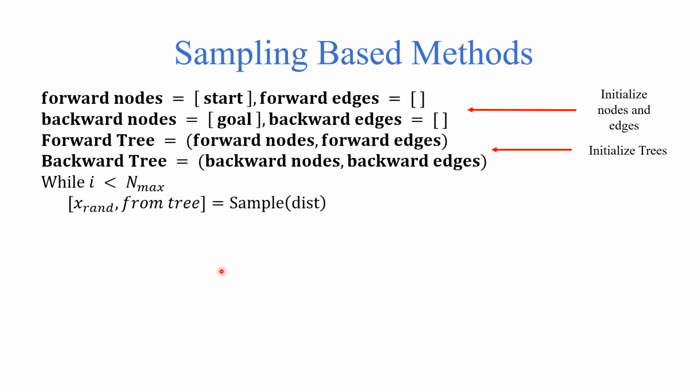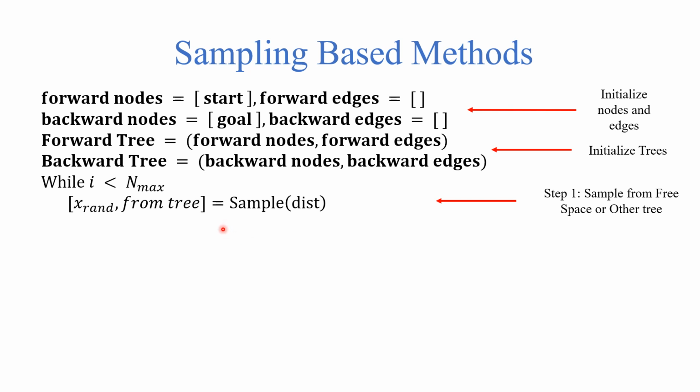The first step is to sample from the free configuration space with a little bit of adjustment. In this case, we're going to, most of the time, sample randomly from the free configuration space, and with a low probability, sample from the opposing tree. So if, for example, we're trying to grow the forward tree, we're going to sample from the free configuration space with a probability of 0.9, or we're going to sample from the backward tree with a probability of 0.1. This is to try to connect both the forward and backward tree and hence find a viable path.